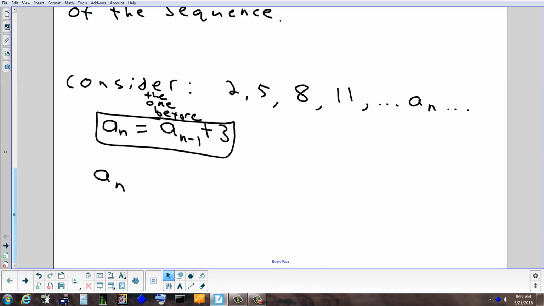What I'm going to do below each number in black is write its position in the sequence. So that's the first spot, second spot, third spot, fourth spot. Does anyone see what you can do with the position number, like the 1, the 2, the 3, and the 4, to get the black number above it? There's some arithmetic you can do to 2 and get 5. And then there's the same arithmetic you can do to 3 and get 8.